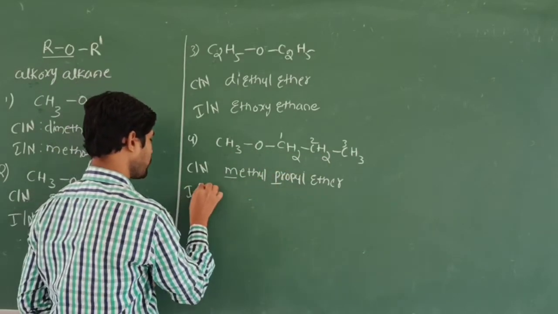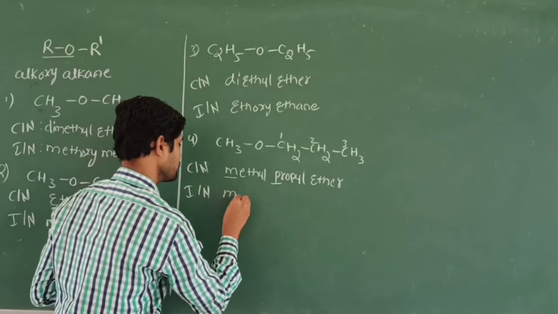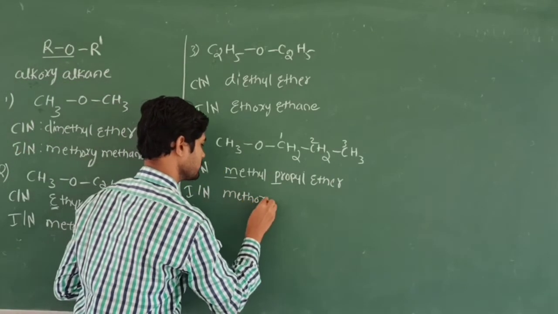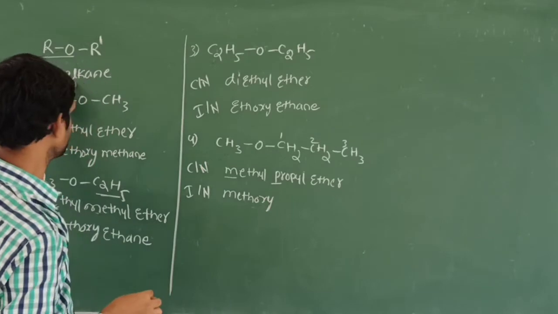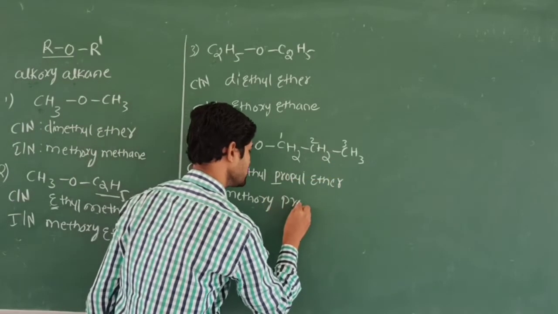When you discuss the IUPAC name, here it is called alkoxy, meaning methoxy. So methoxy. What is the alkane here? 3 carbon atoms will be there. That's why its name is called methoxy propane.